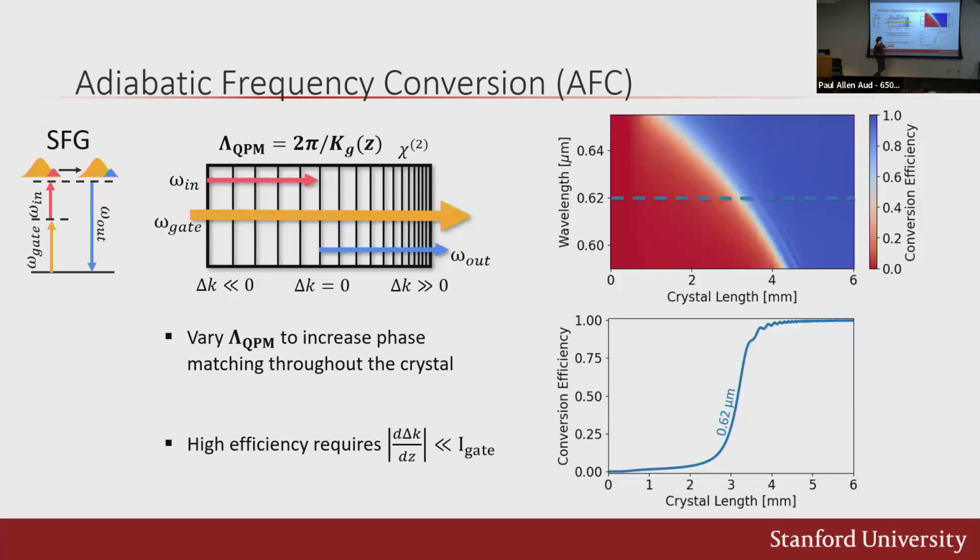However, if I want high efficiency, I need the sweep rate, the rate that I change delta K here, to be small compared to my pump intensity. And so it's kind of like an upper limit: however much energy I can get into the device, I can't exceed.